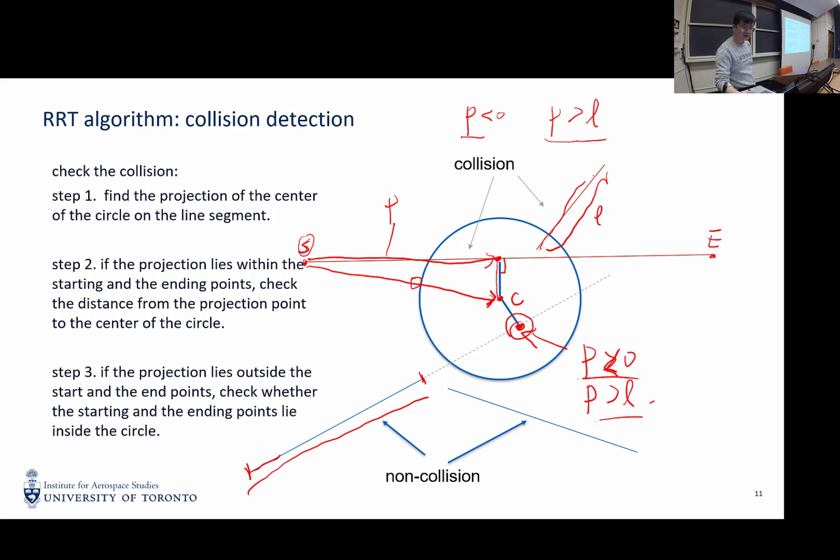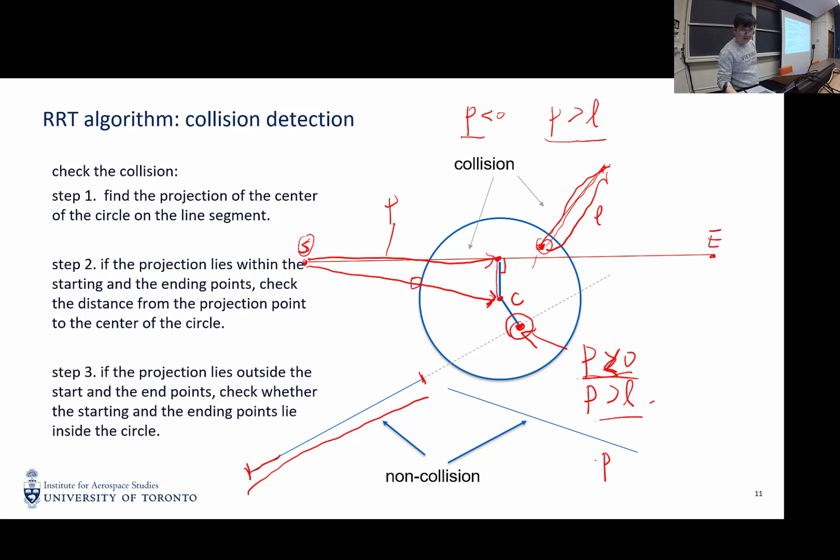Whereas for this one, even though P is less than 0, one of the starting and end points lies within the circle, then we'll say this path has a collision with existing obstacles.